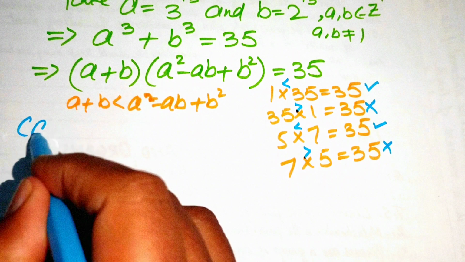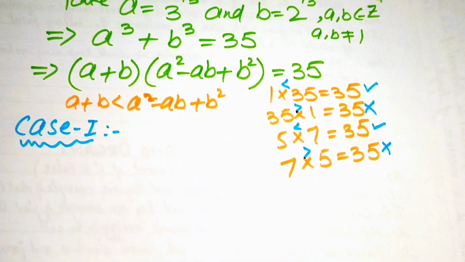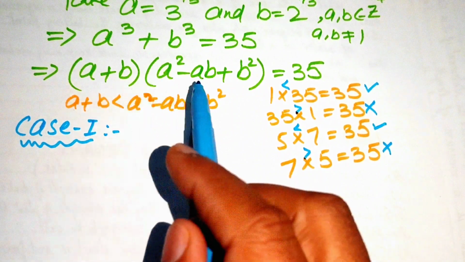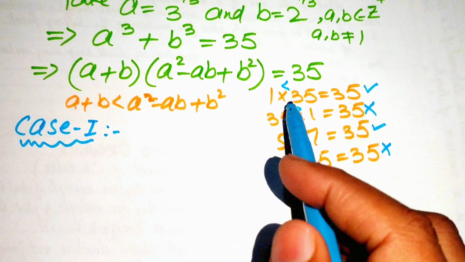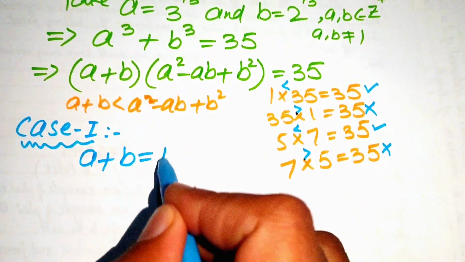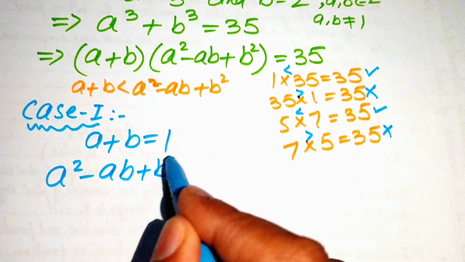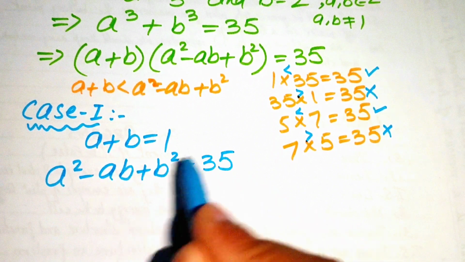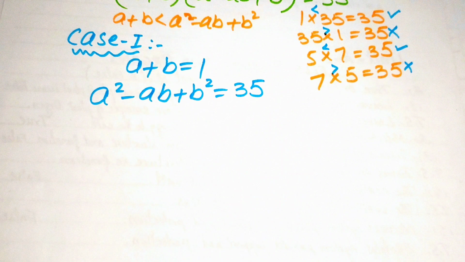From the first possibility, in case number 1, we compare a plus b with the first factor pair, which is 1 times 35. So first we compare that a plus b equals 1 and a squared minus ab plus b squared equals 35. And now we solve these two equations and check what we can do.